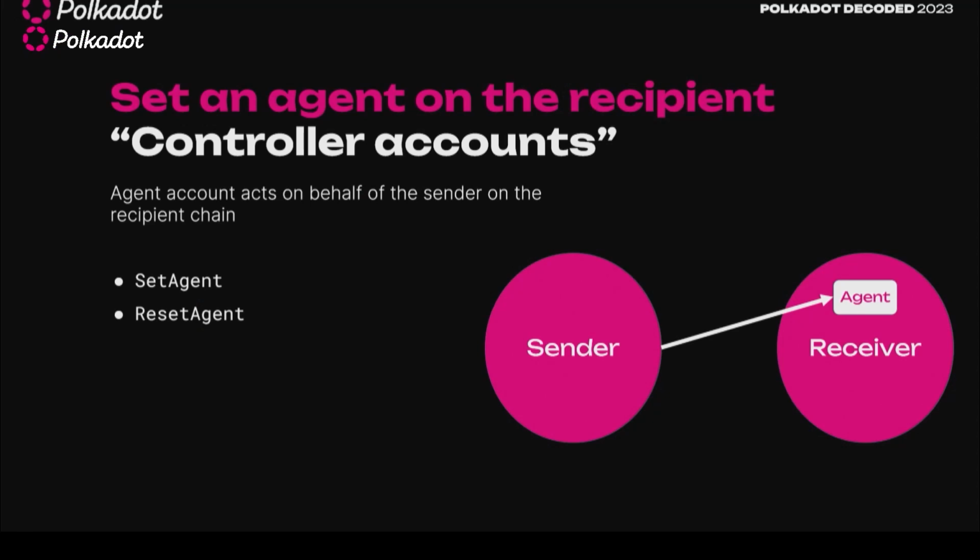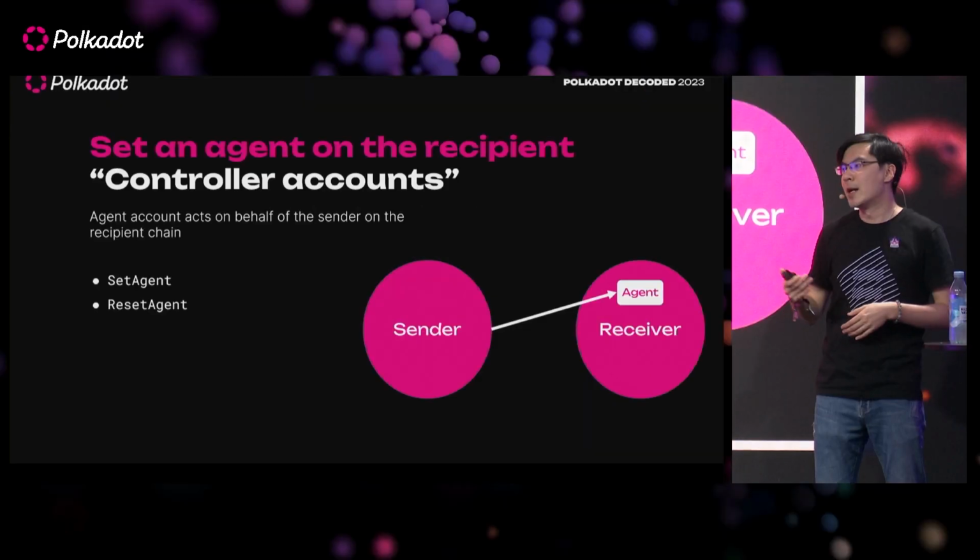Now, onto something that's a little bit more interesting. The next feature I have for you is to set an agent on the recipient chain. This is basically your controller account, similar to that concept in staking. So the agent account acts on behalf of the sender for the recipient chain.